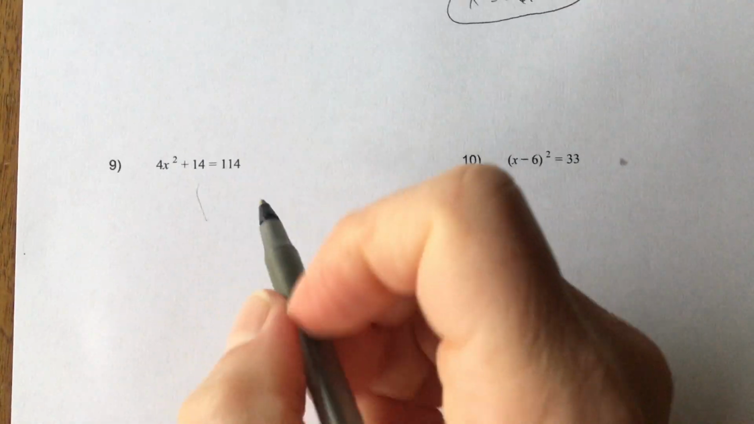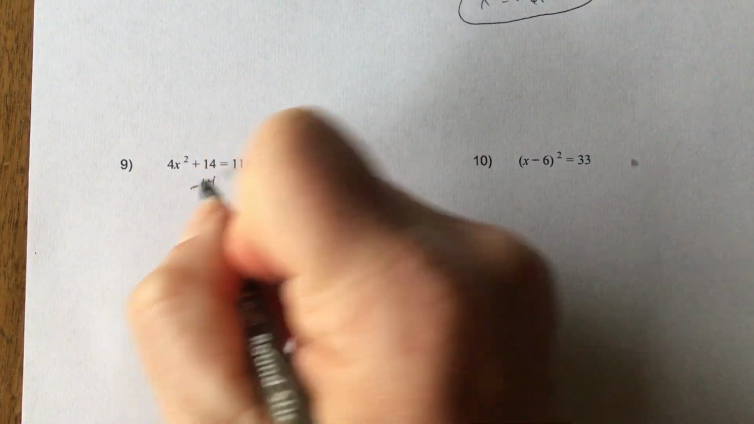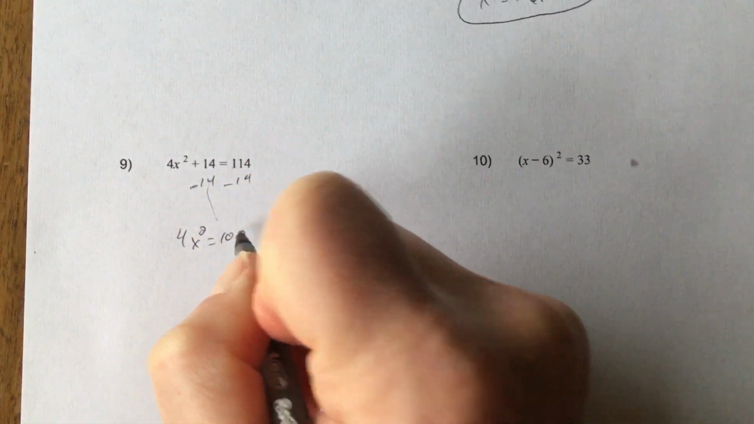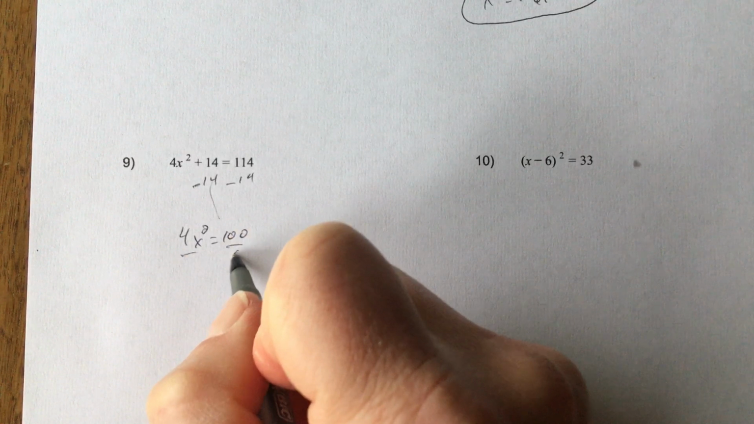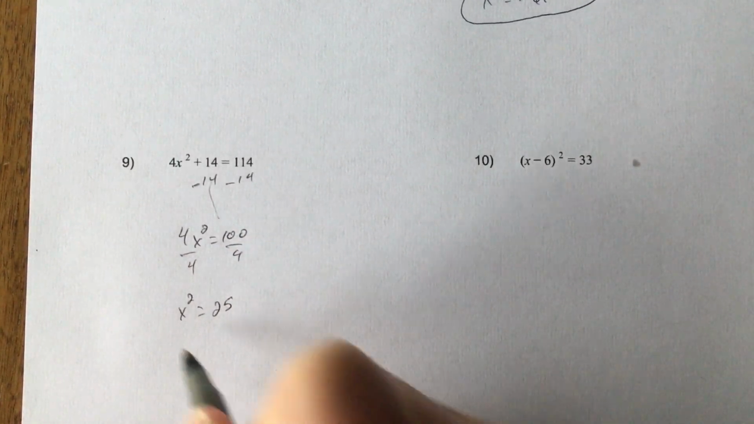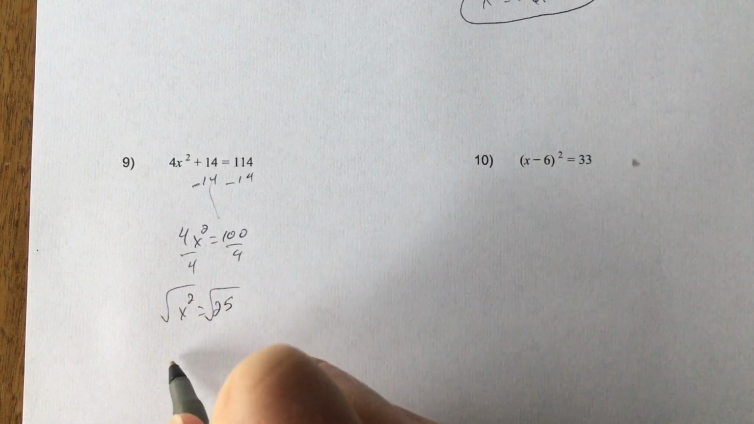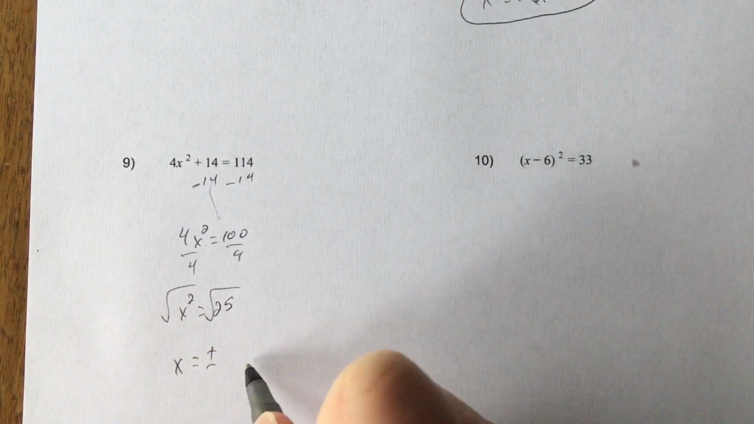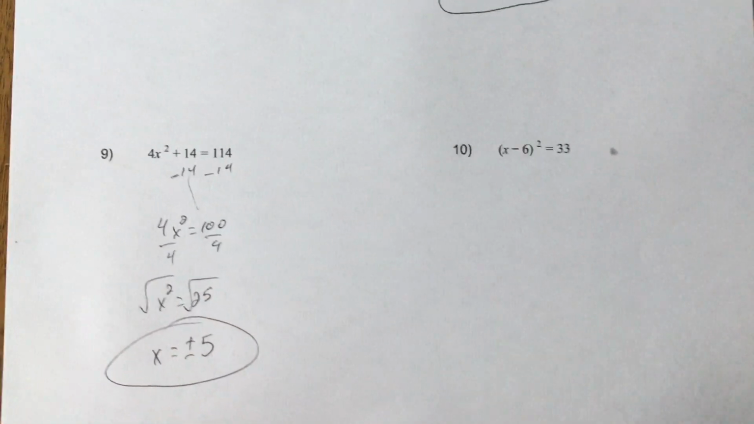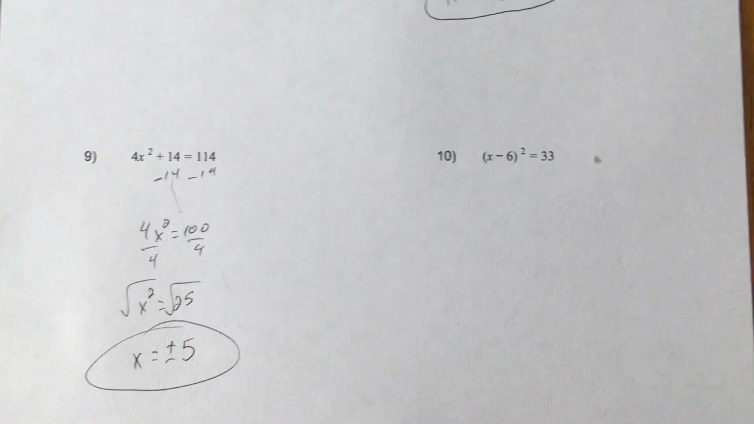For number 9, we're going to subtract 14. Subtract 14, we'll get 4x squared equal to 100. And then divide by 4, we're going to get x squared equal to 25. And then take the square root, and we'll get x equal to positive or negative 5. 5 times 5 is 25. So we get that for our answer there.